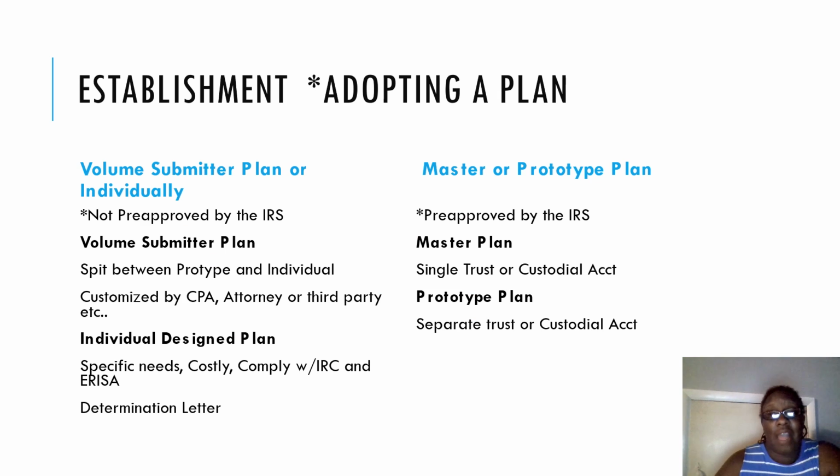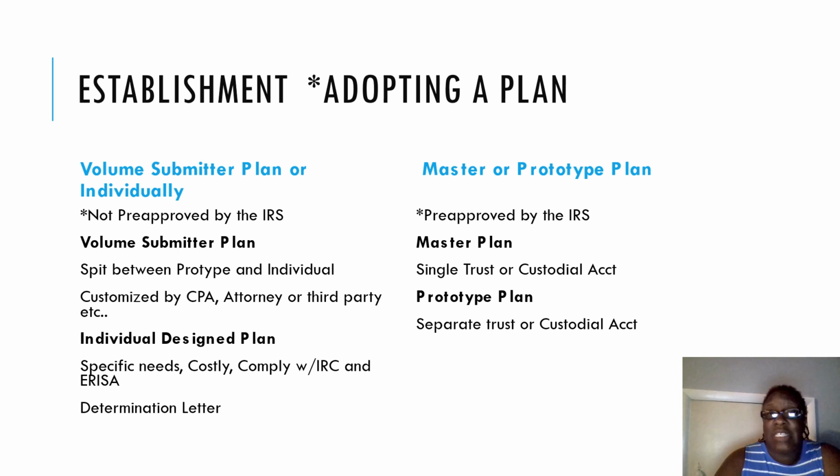Establishing and adopting a plan. You have 4 different plans that you could choose from. You have the volume submitter plan and the individually designed plan. The volume submitter plan is a combination or a split between the prototype and individual plan. You need a customized plan. It's done by a CPA, attorney, or a third party. Now, the individual design plan is a little bit more costly.